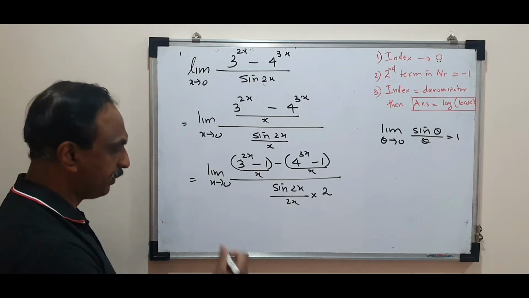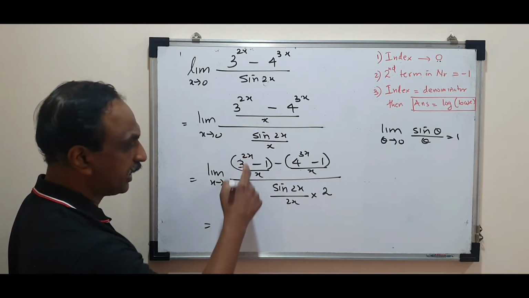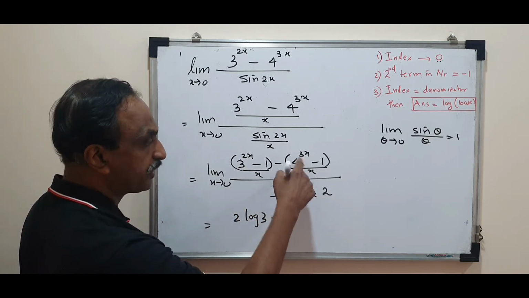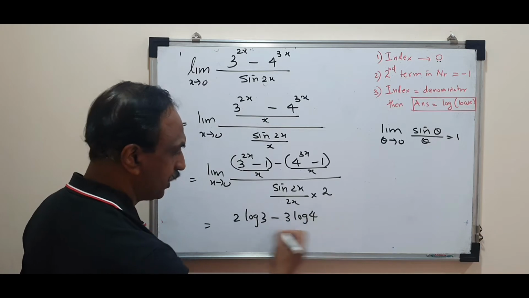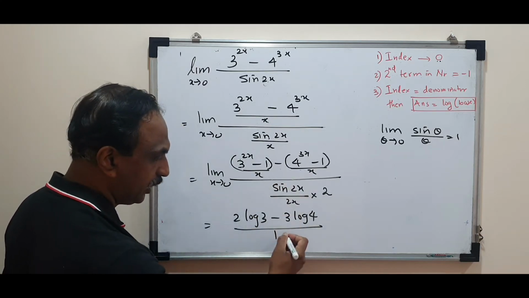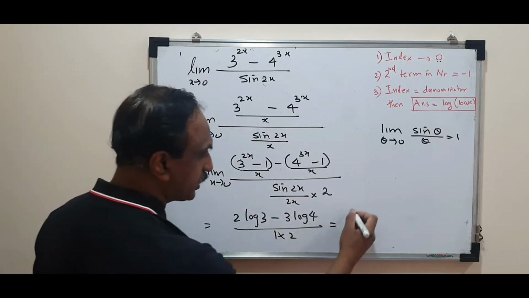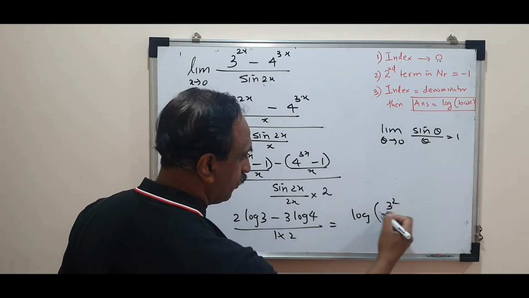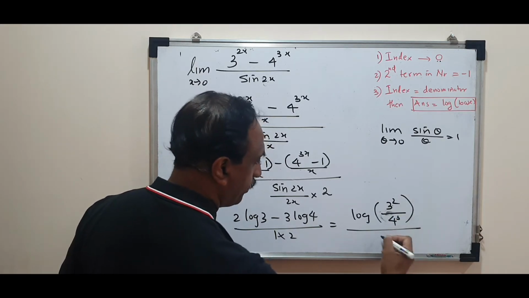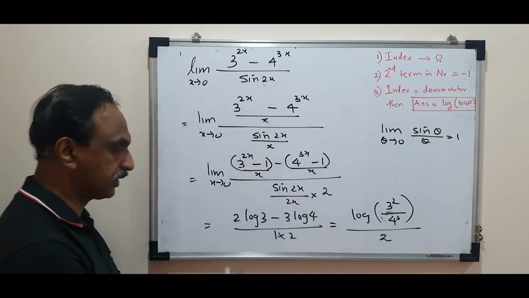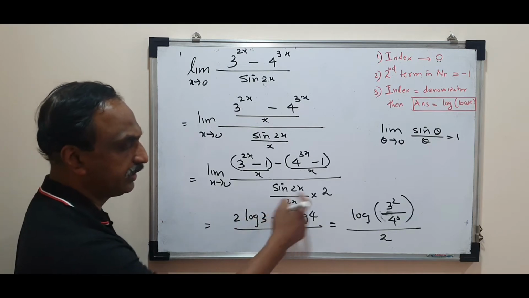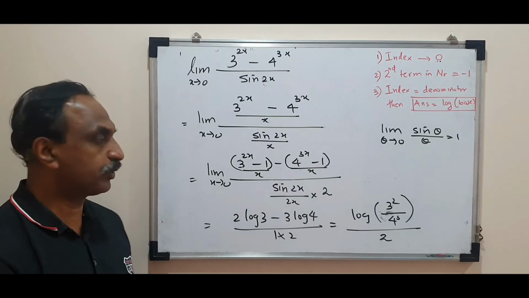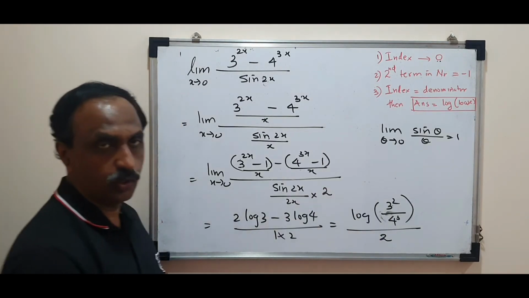Now I can directly write my answer. Log 3 raised to 2x, there is a coefficient here, so 2 log 3, and there is a coefficient here, 3 log 4, divided by 1 into 2. So my final answer is log of (3 square divided by 4 cube), whole divided by 2. This will be my final answer. 3 square, how did you get it? This 2 and this 4 cube. You can write it as 9 upon 64, half of log 9 upon 64, or you may take 2 common for simplification further.